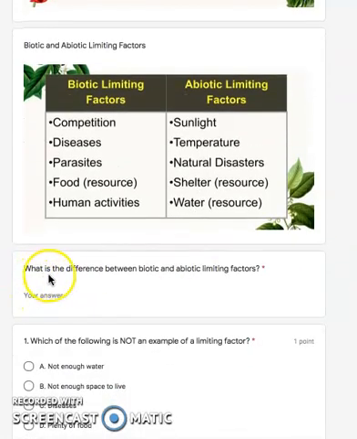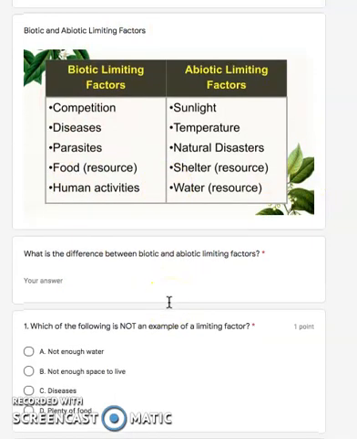So what is the biggest difference between biotic and abiotic limiting factors? Well, the biggest difference here is that biotic limiting factors have to do with living things that affect the number of organisms in an ecosystem, and abiotic factors are things that are non-living that can affect the number of organisms that can be in an environment.